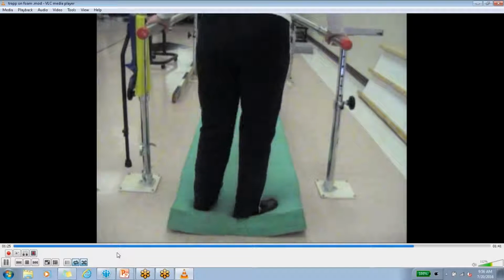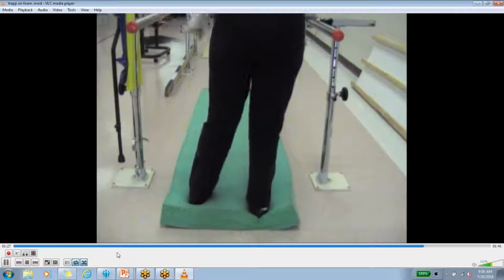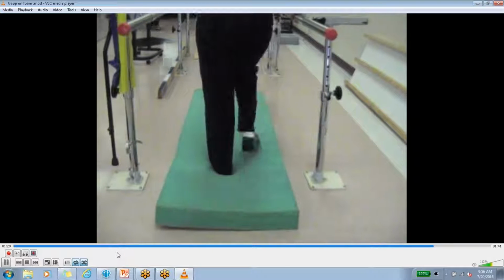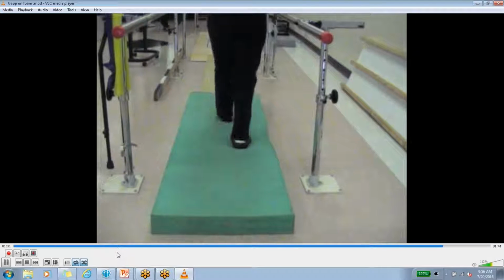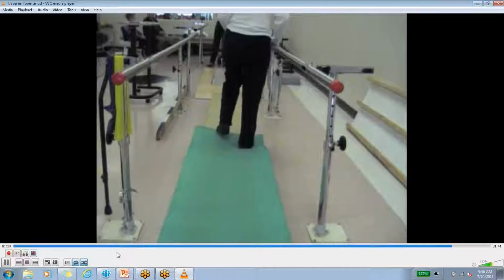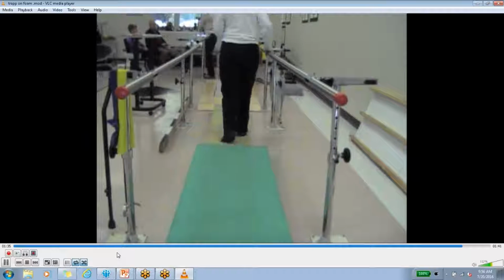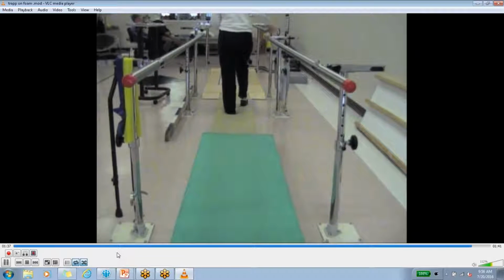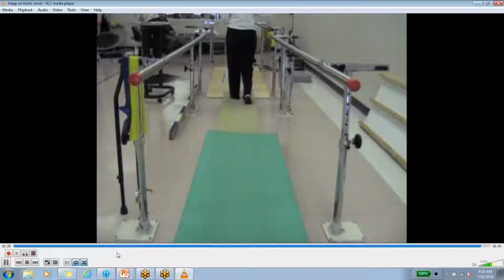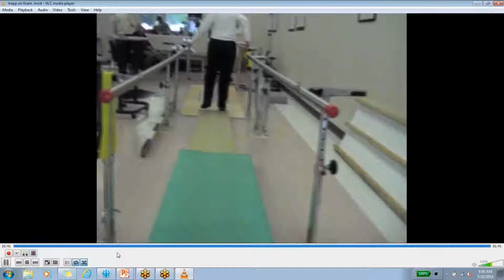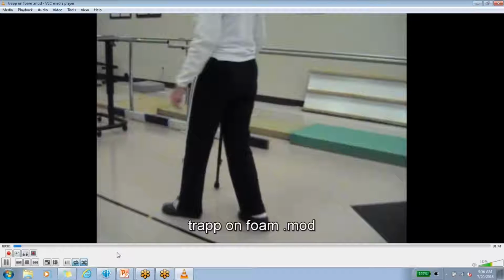Perhaps a large sensory component? Maybe. Somebody else want to chime in? What do you guys think? This is the beauty of a foam pushing her into dorsiflexion, maybe.